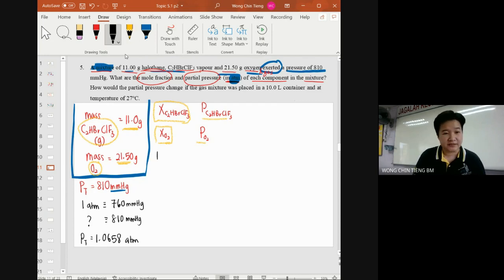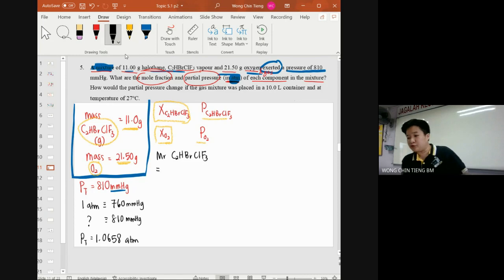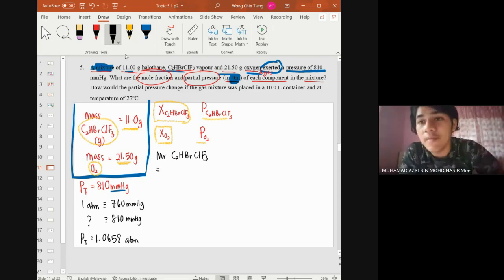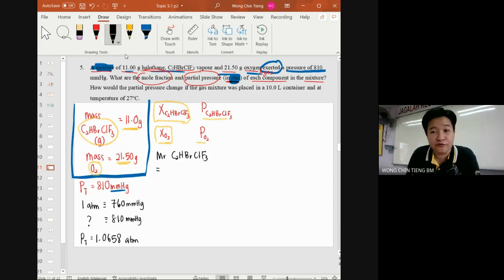So, find the molar mass first. The molar mass of your C2HBrClF3. Any problem with molar mass? I don't think I need to show it one by one. Okay? Molar mass of this comes to how much? 197.4. Yes, I want the 0.4, that's important. It's 197.4 gram per mole. Bear that in mind, we haven't done molar mass in a long time. Molar mass you must give up to 1 decimal place. I hope everybody still remembers that.